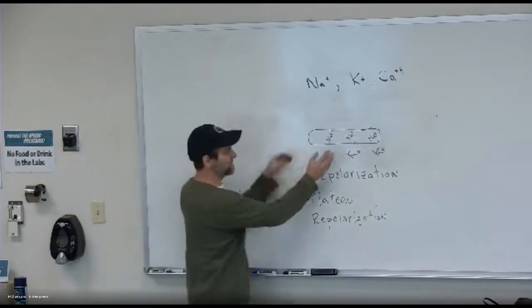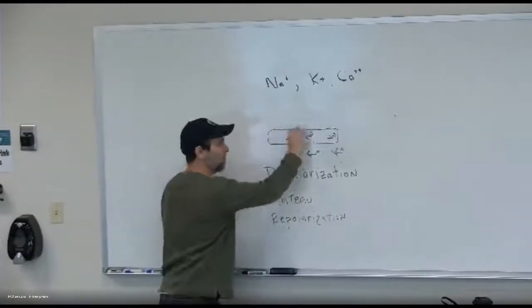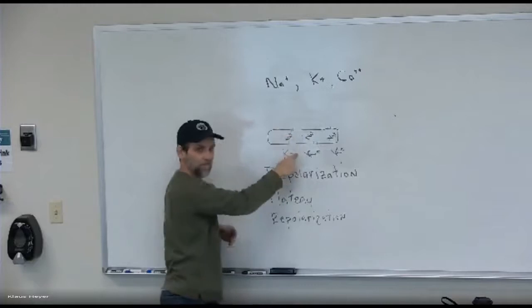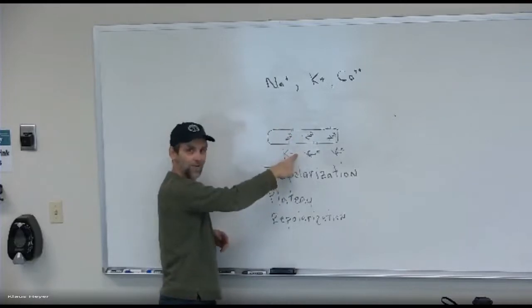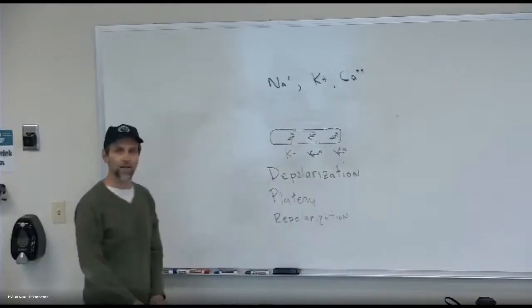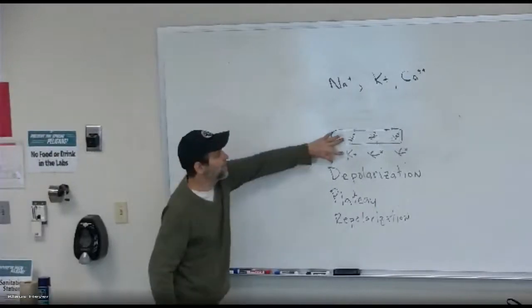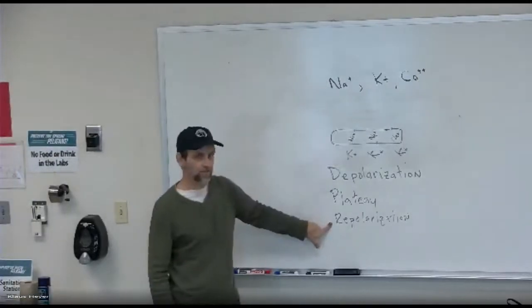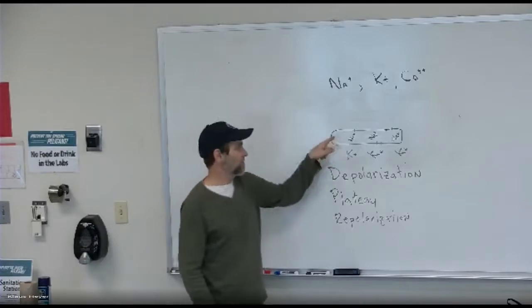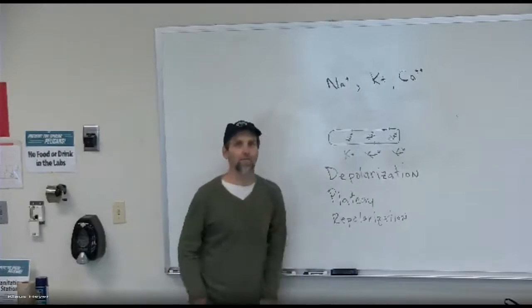So all the sodium rushed in, they're all crowded in there, then the potassium rushed out. Now they're back to being balanced again. And because of repolarization, this muscle fiber is going to relax.